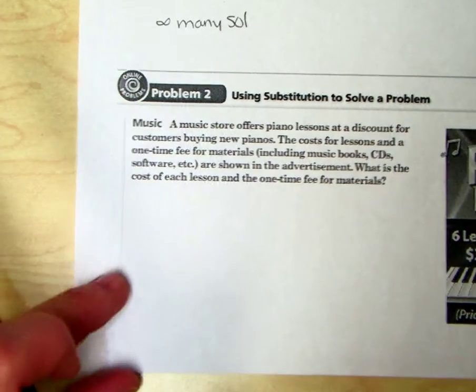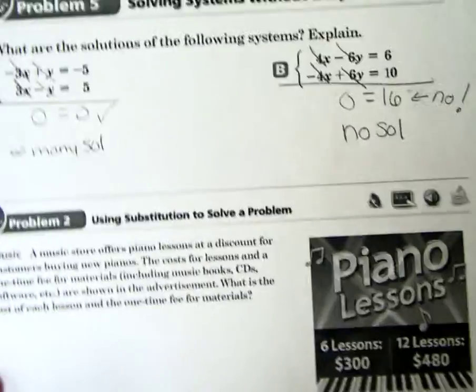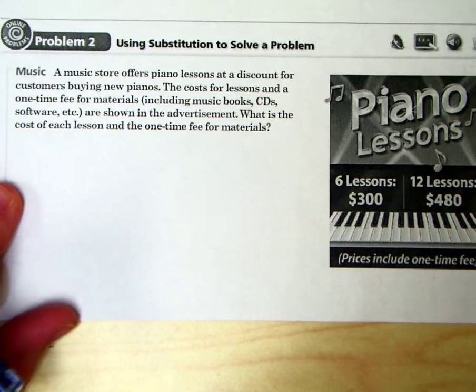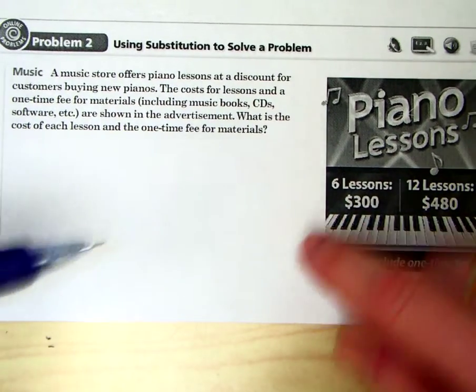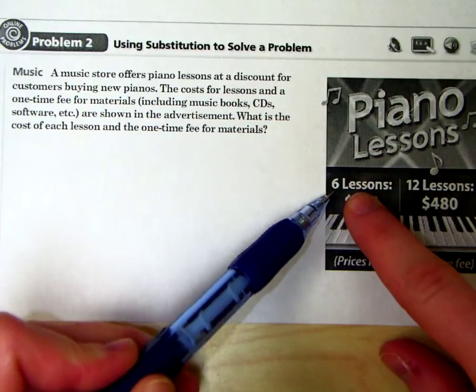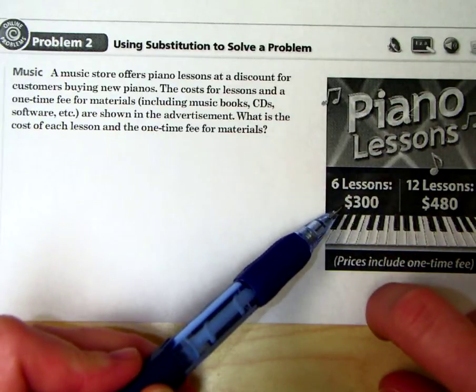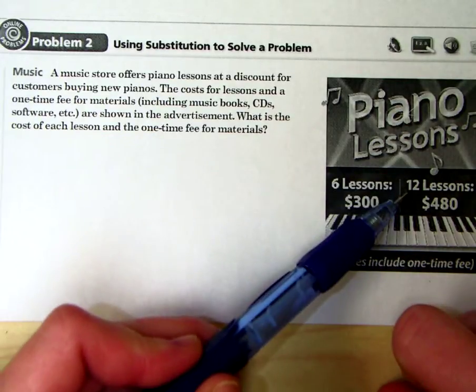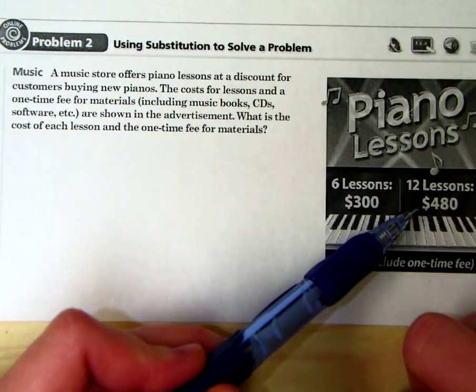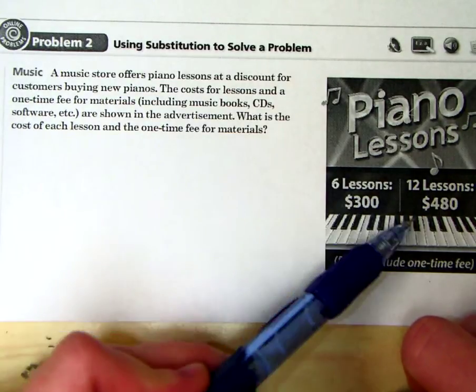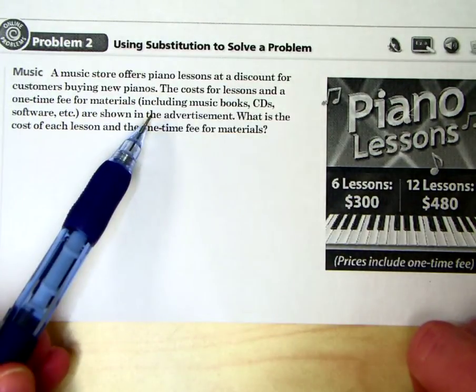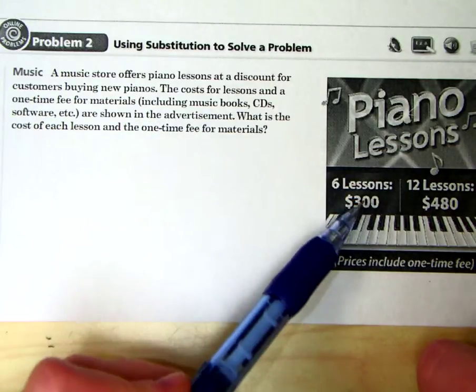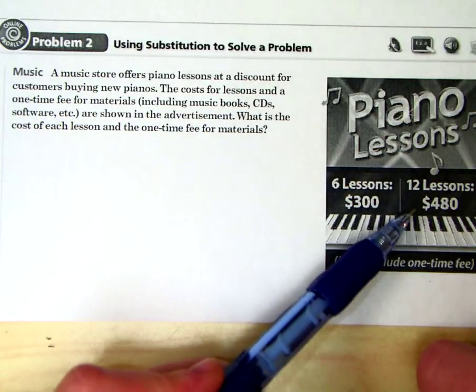So what they're saying is you're going to get this promotion as long as you buy a piano from them. Take a look at the sign. If you choose to sign up for 6 lessons, they're going to charge you $300, and if you sign up for 12 lessons, they're going to charge you $480. Remember that it talks about this one-time fee. So both of these are already including the one-time fee.